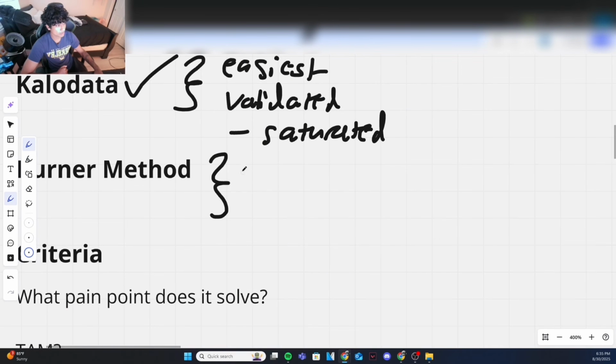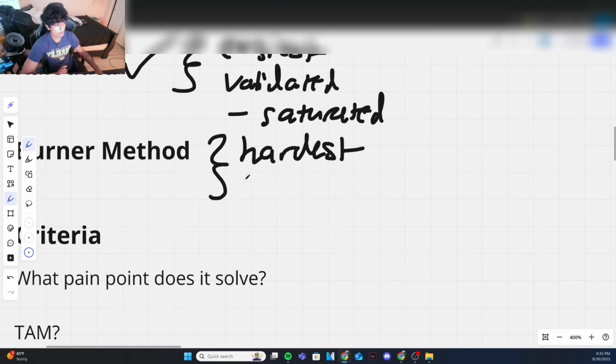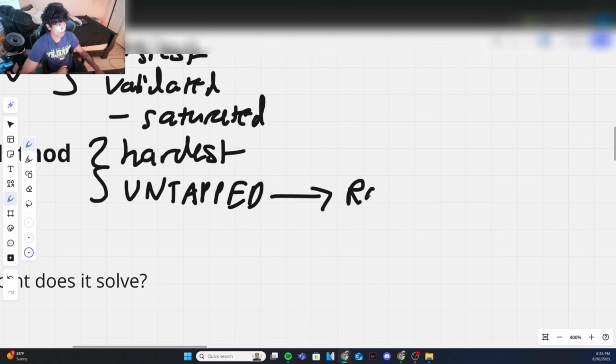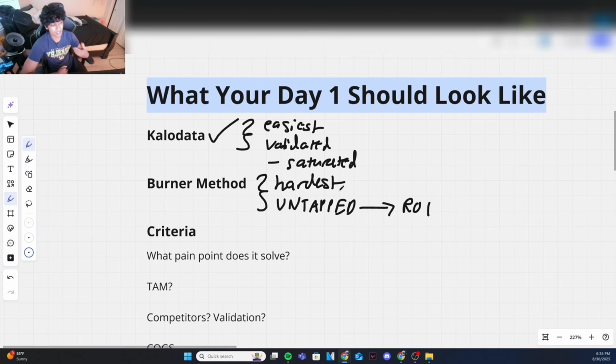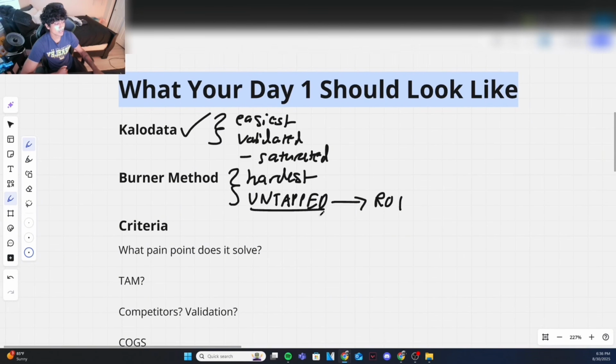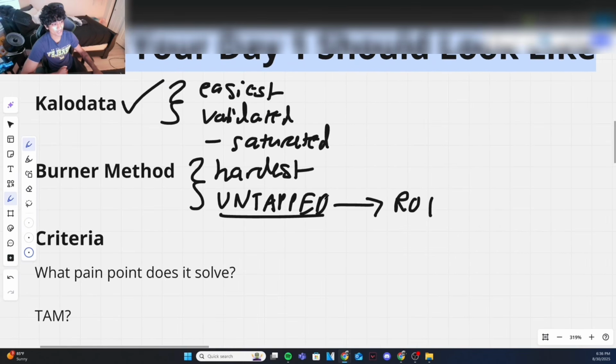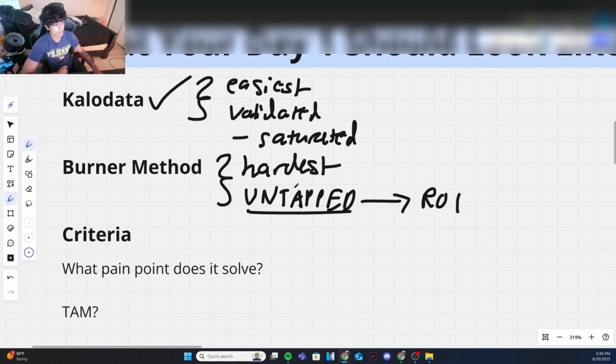Burner method is going to be the hardest, I'd say, even harder than ad library, but you get a lot of untapped products that aren't being run yet. So the ROI on that is probably the highest. If you can find a really sick burner method product that's untapped, it'll scale really high. And that's honestly how I found one of my biggest stores that I exited. It was through the burner method too.